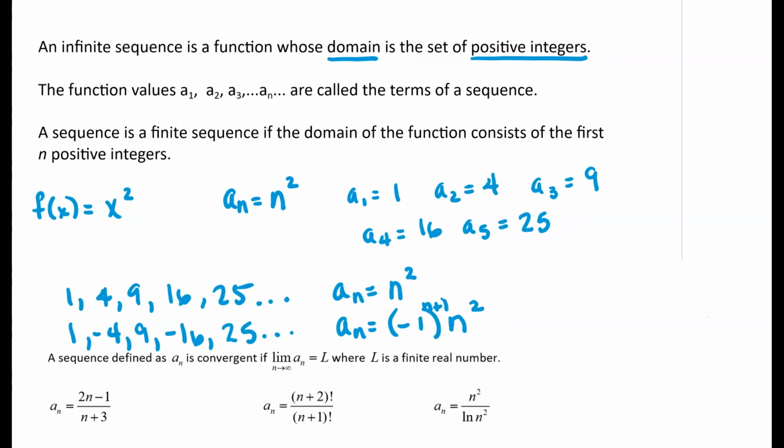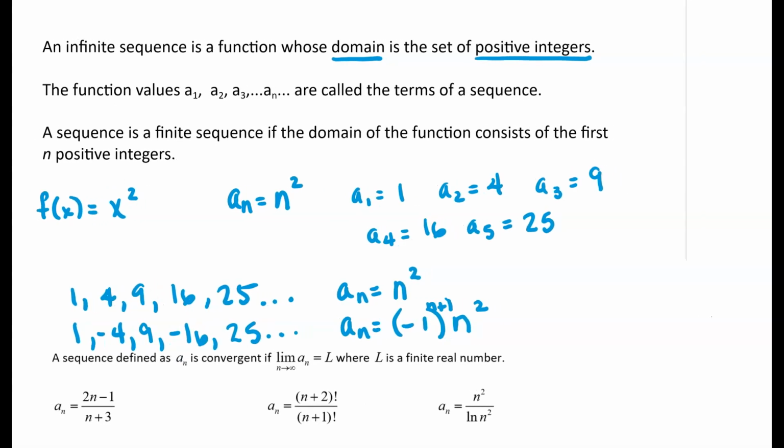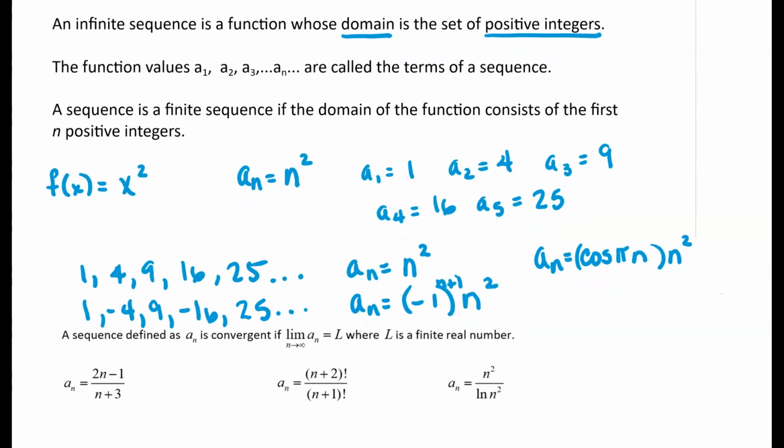I was telling the B class, just kind of made a joke, if you really want to impress someone with an interesting way to make something alternate, you could do it with this: cosine of pi n times n squared. When you put in 1 for n, cosine of pi is -1, so you've made that first term negative, and then 2 pi would make it 1, and then 3 pi would make it -1, and so on. You'll see this in the textbook every once in a while, so I don't want to throw you off.